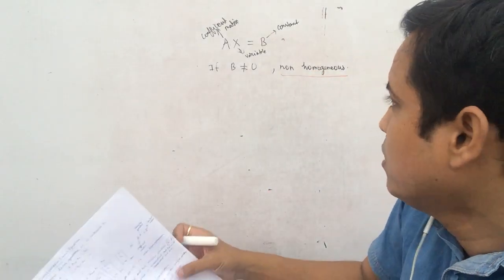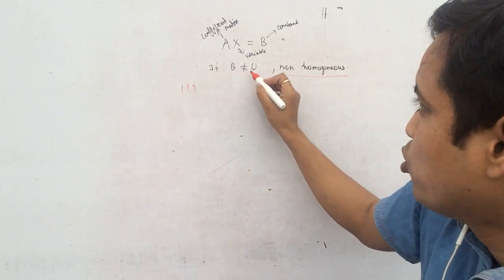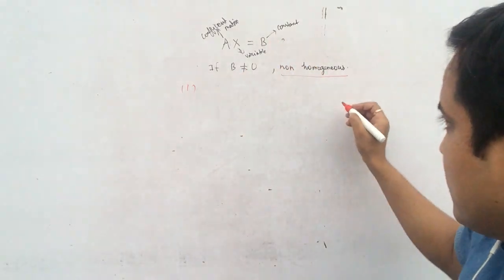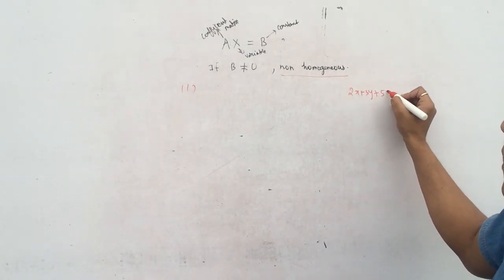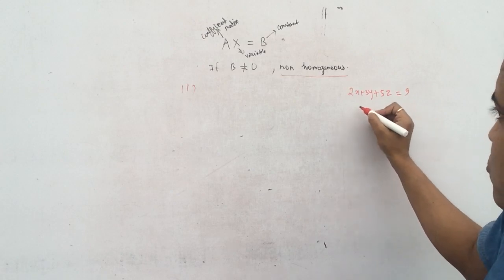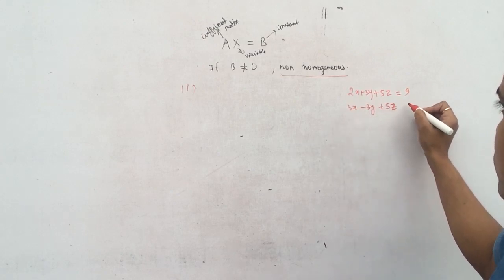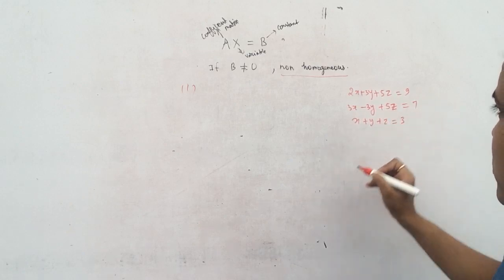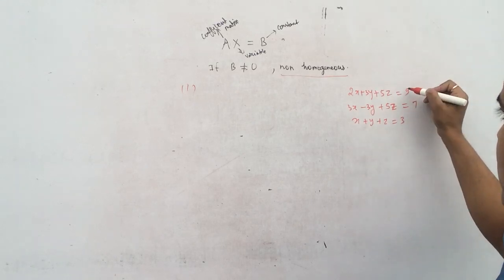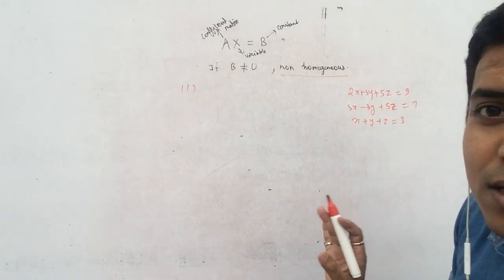So if B is not equal to 0, I can give you a case like this: 2x plus 3y plus 5z equal to 9, 3x minus 3y plus 5z equal to 7, x plus y plus z equal to 3. Here you see that B is not equal to 0. What is B? The constants 9, 7 and 3.